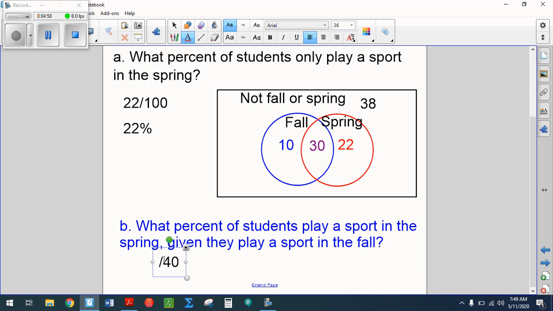What percent of students play a sport in the spring, given that they play a sport in the fall? So just looking at the ones inside the blue circle, how many of the ones inside the blue circle play a sport in the spring? Well, 30 do. So 30 out of 40. So 75%. Your probability there would be 0.75 or 3/4 or 75%. 75% of the students who play a sport in the fall also play one in the spring.